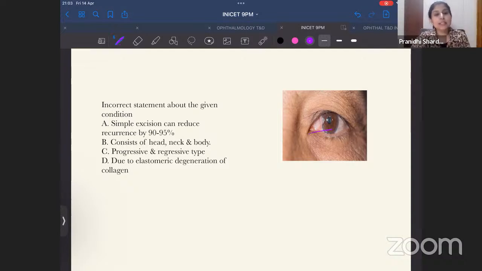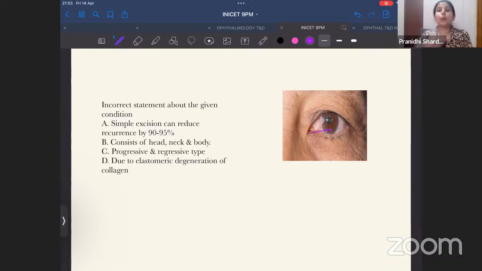The first option is: simple excision can reduce the recurrence by 90 to 95%. It consists of head, neck, and body. It can be progressive and regressive. And the fourth option is: it is due to the elastotic degeneration of the collagen. So let us take a look at the pterygium and the other options.